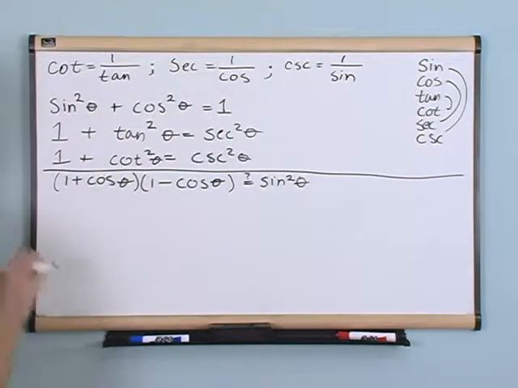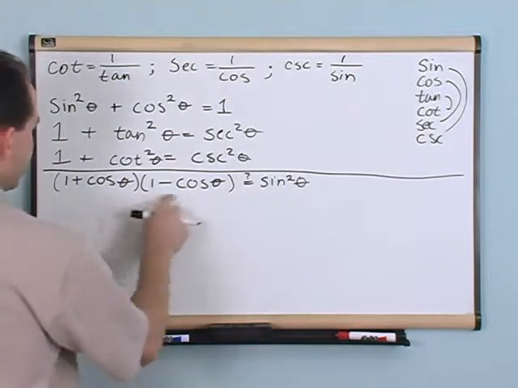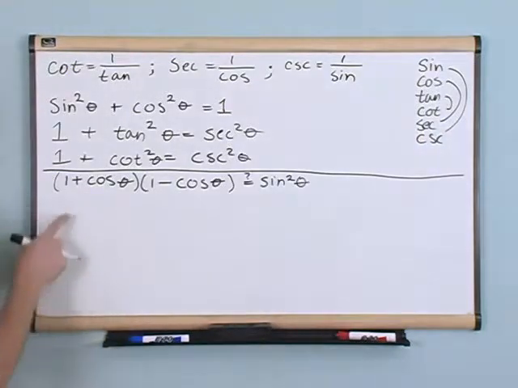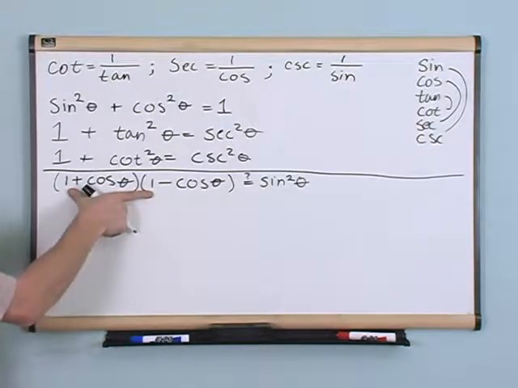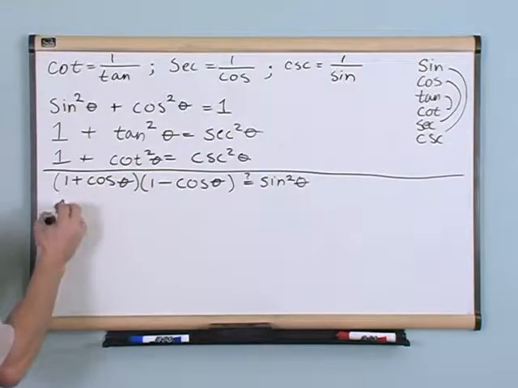I think the most direct thing to do here is to go ahead and expand this out using FOIL. Expand this out. So let's do that. First term times the first term. 1 times 1 gives me 1. Again, I'm just using FOIL.